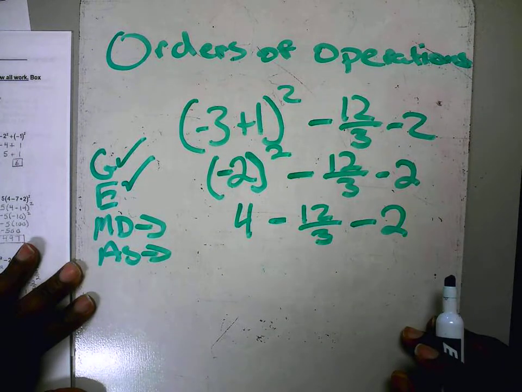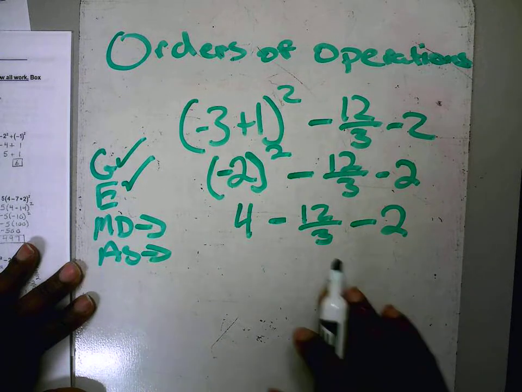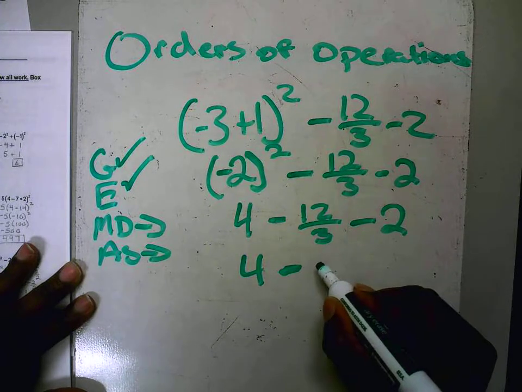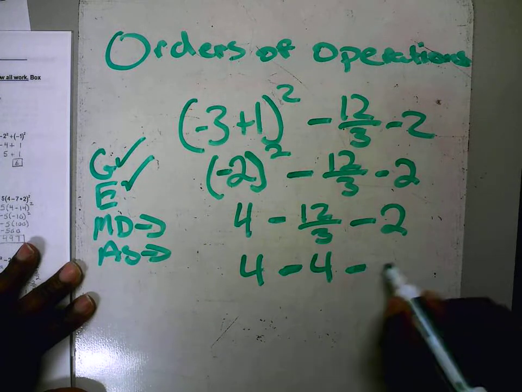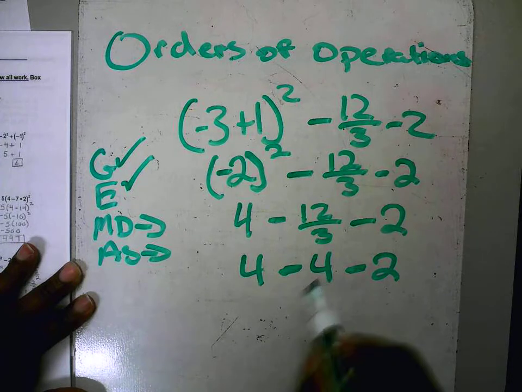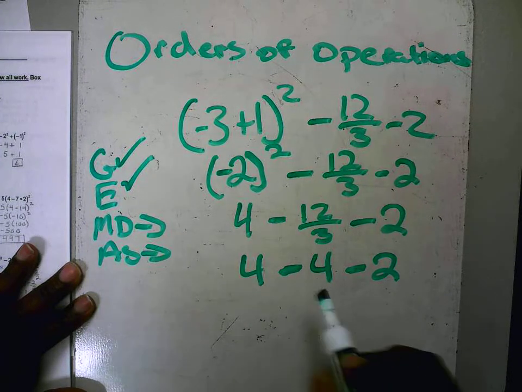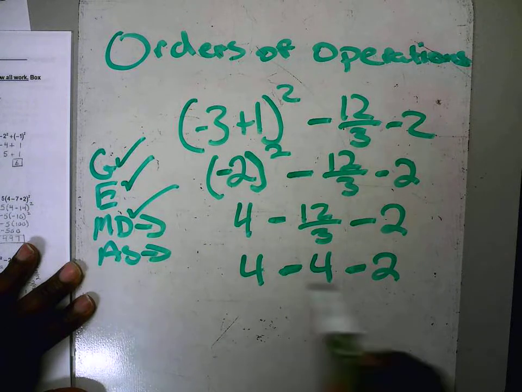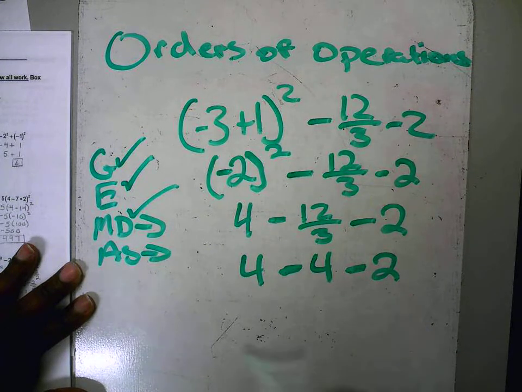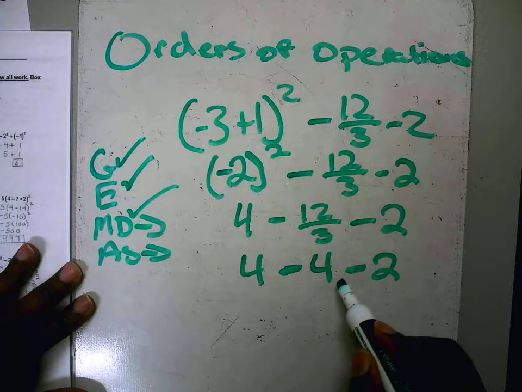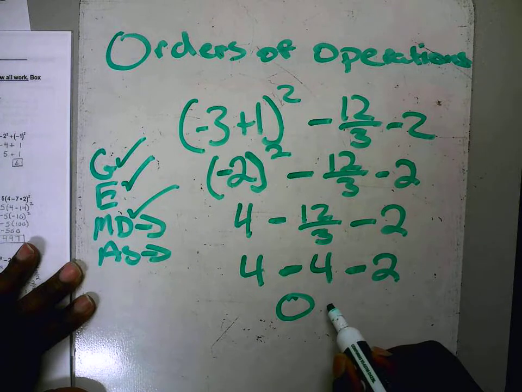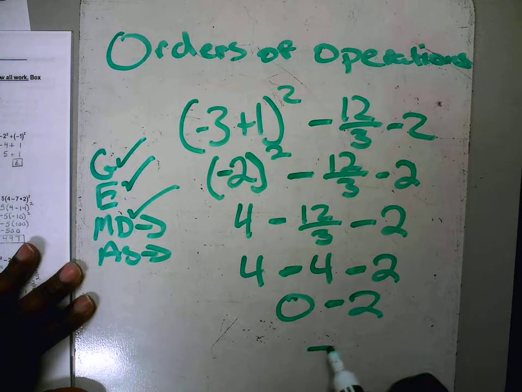Now we have to see if there's any multiplication or division. Yes, there is division, so we're going to knock that out first. It's going to be 4 minus 4 minus 2. Alright, so we have 4 minus 4, which is going to give us, well, first of all, let me go to my checklist. Addition and subtraction. I see 2 subtracting lines. I always work left to right, so I'm going to do 4 minus 4 first and get 0. And then I'm going to do 0 minus 2, and I'm going to get -2.